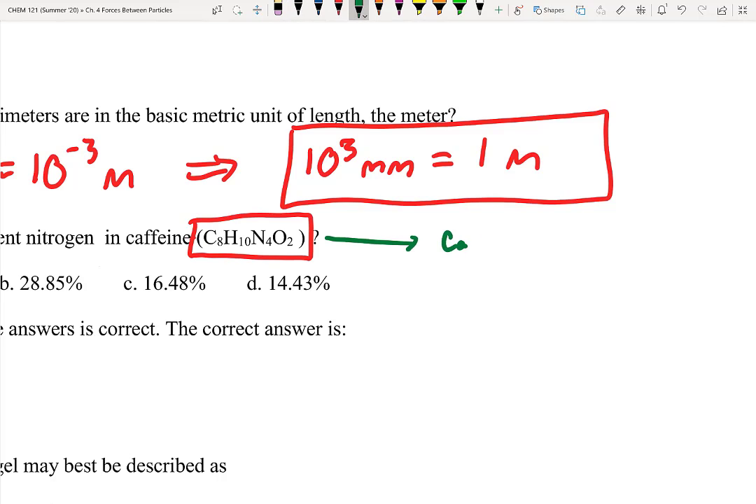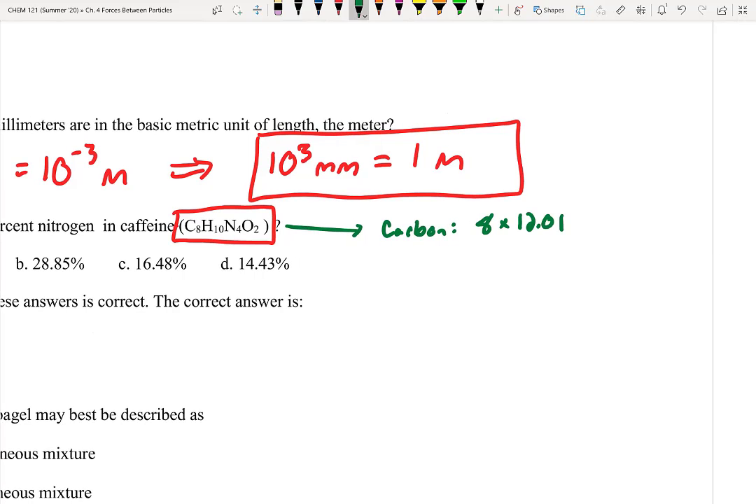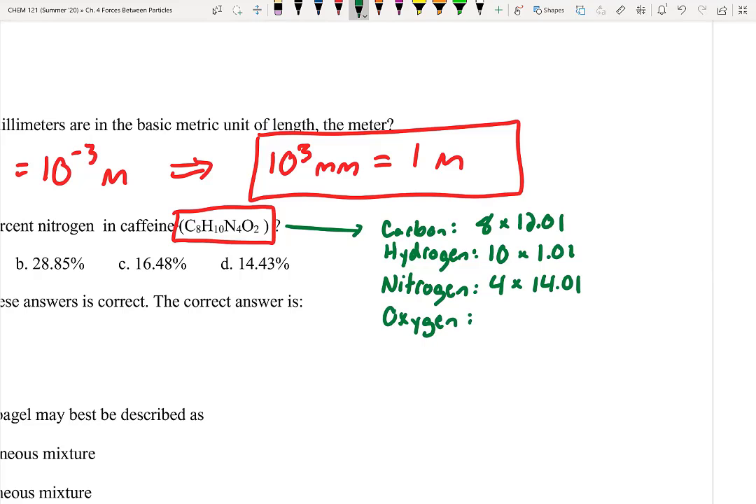So for carbon, we've got 8 atoms. And if you go to the periodic table, 1 carbon atom is 12.01. And then next we'll look at hydrogen. And we've got 10 of them, and they're 1.01. Depends on your periodic table. Sometimes you see 1.008. I'm fine either way. You should be able to get to the right answer here. And then nitrogen, we've got 4 of them, and they're 14.01. And then we've got oxygen. We've got 2 of those, and they're 16.00.